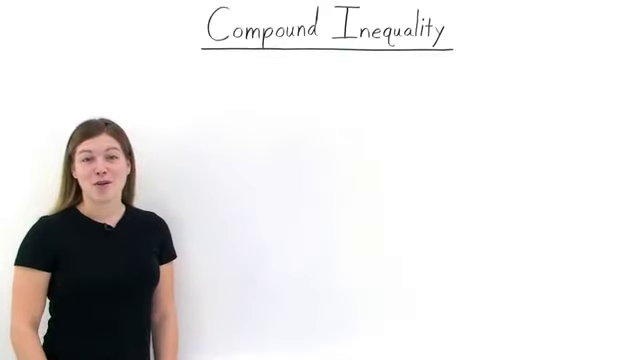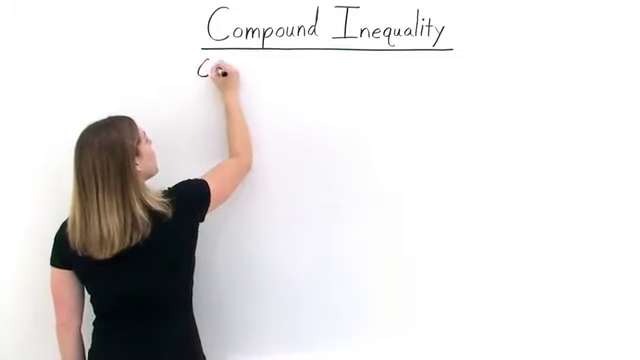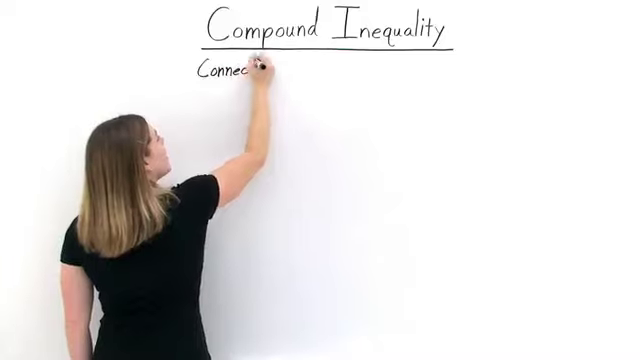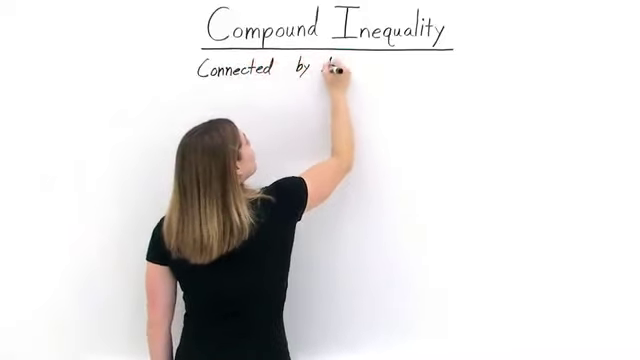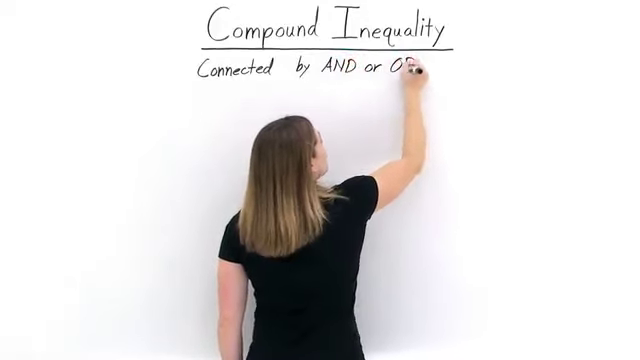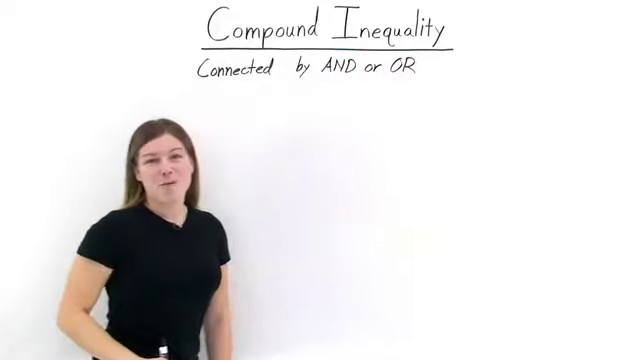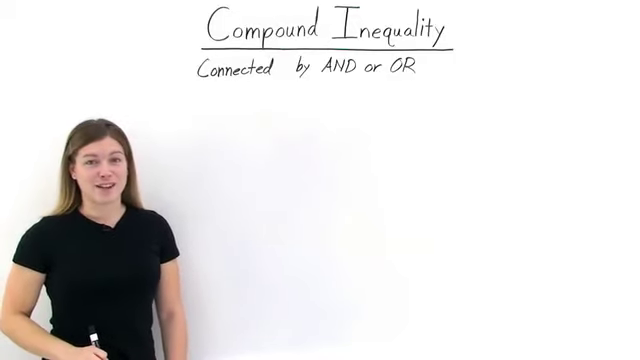What is a compound inequality? A compound inequality occurs when we have two inequalities connected by an "and" or an "or". So if you see an "and" or an "or" in between two inequalities, you have a compound inequality. So let's look at a couple examples of compound inequalities.